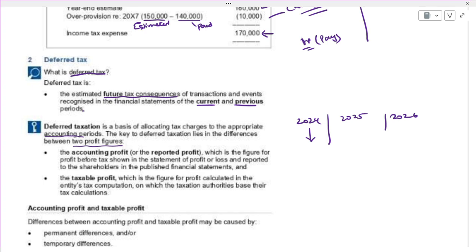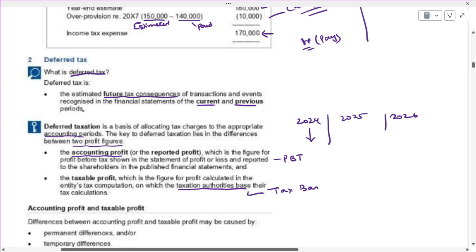The accounting profit is the figure before tax shown in the profit and loss account and reported to the shareholders. This is called the accounting profit, the profit before tax. The taxable profit is the figure calculated in the tax computation, on which taxation authorities base their tax calculations. We use the concept of a tax base.